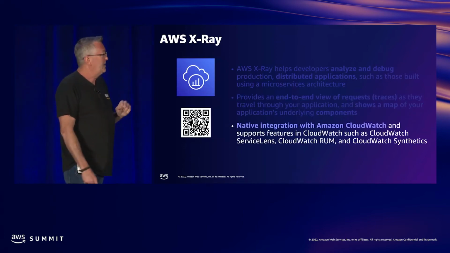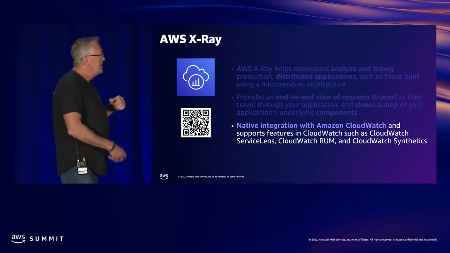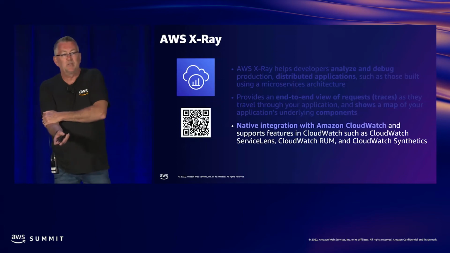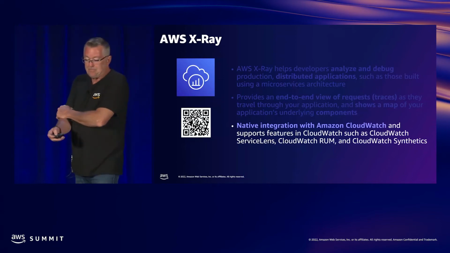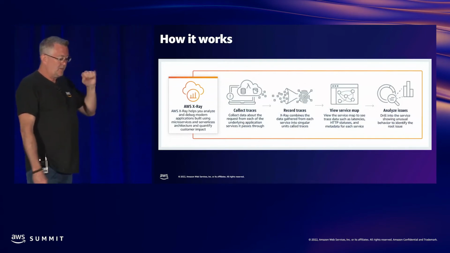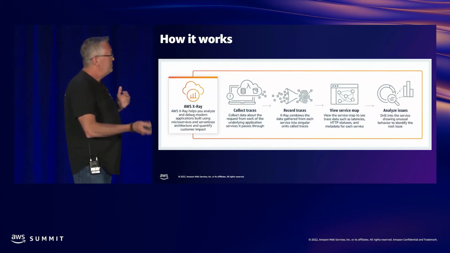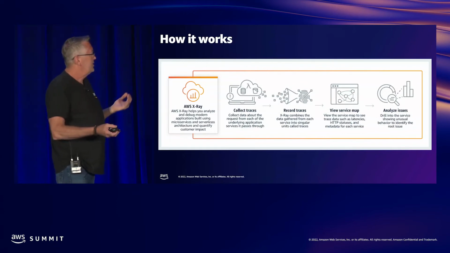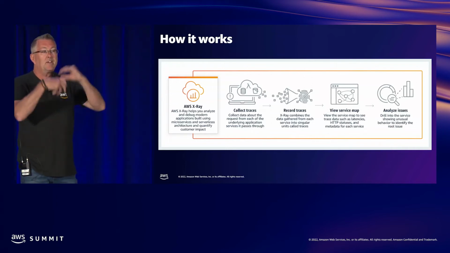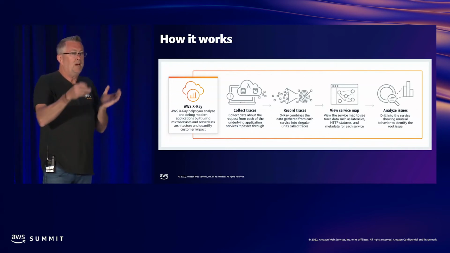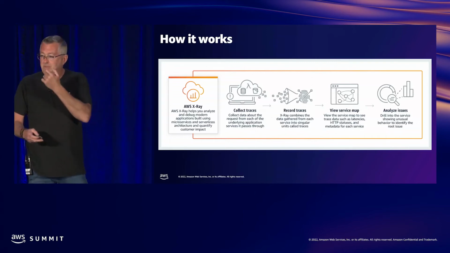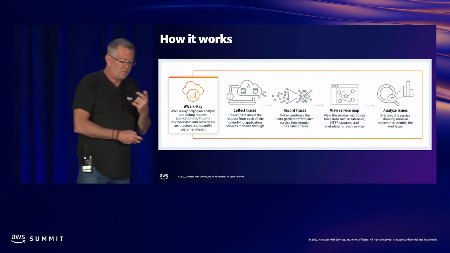And so there is, again, native integration with CloudWatch. It supports things such as CloudWatch ServiceLens, CloudWatch RUM, and CloudWatch Synthetics, which we're going to talk about here shortly. So how it works, effectively, AWS X-Ray is going to help you analyze and debug the applications that you've built. You're going to collect and record these traces, and then you're going to look at a service map, and this will help you identify issues with your applications over time if you do have any issues that transpire.